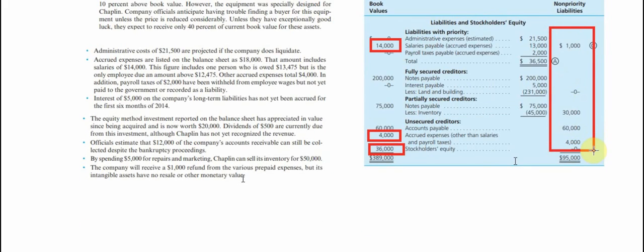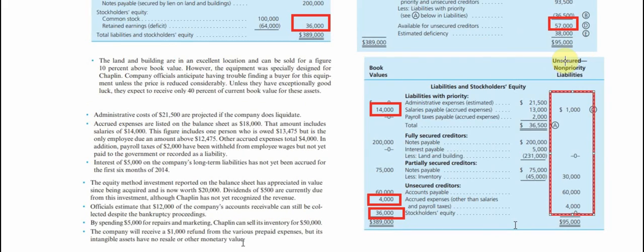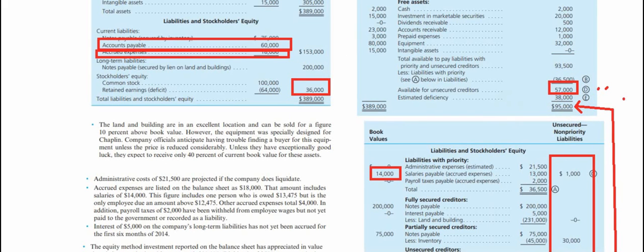Later we sum all the numbers in the unsecured non-priority liability. We got 95,000. Later we put it back in here, and we got about 95,000. So that we will compare 95,000 with 57,000. We see that we have a debt deficiency of about 38,000.